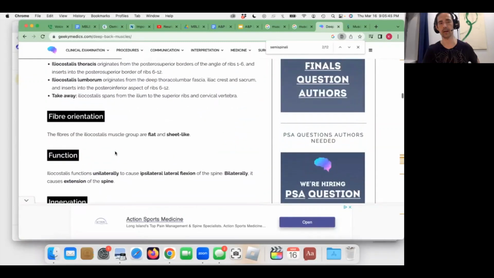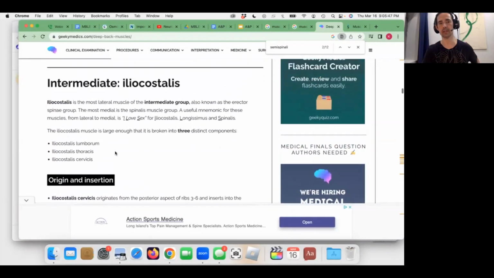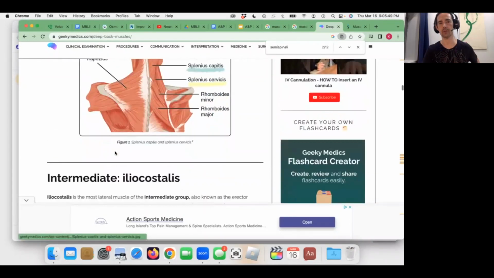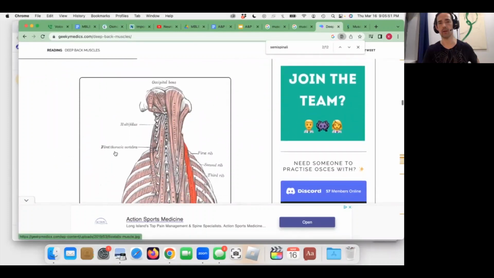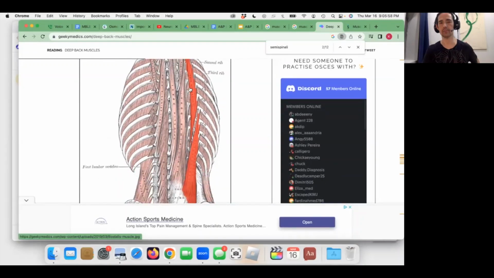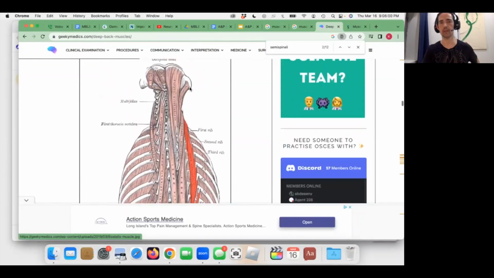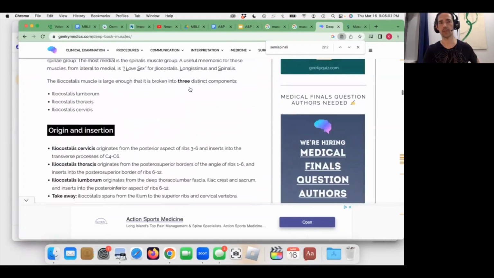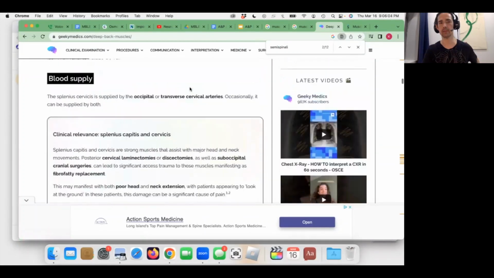And then the I is the iliocostalis. Where's your iliocostalis drawing? There you go, the iliocostalis. That's the intermediate or the middle layer.